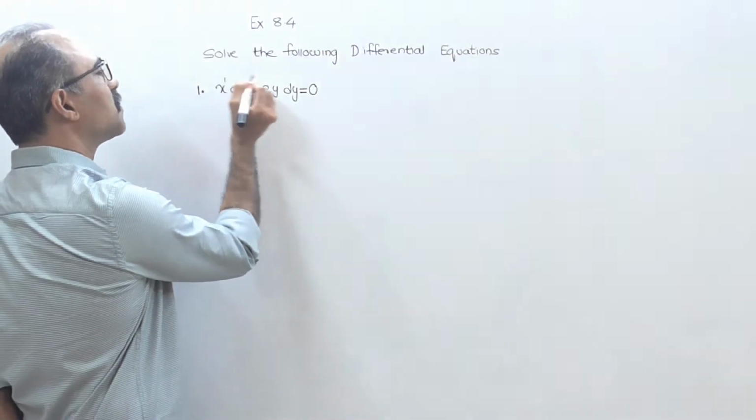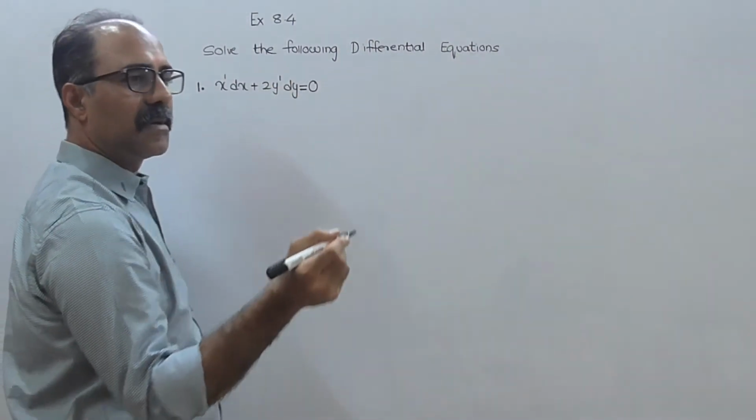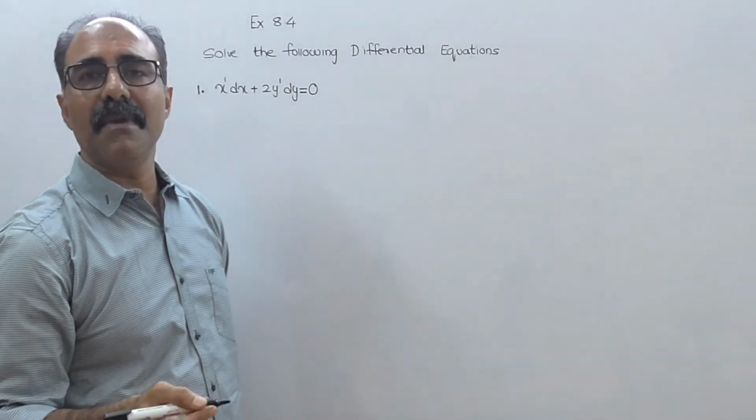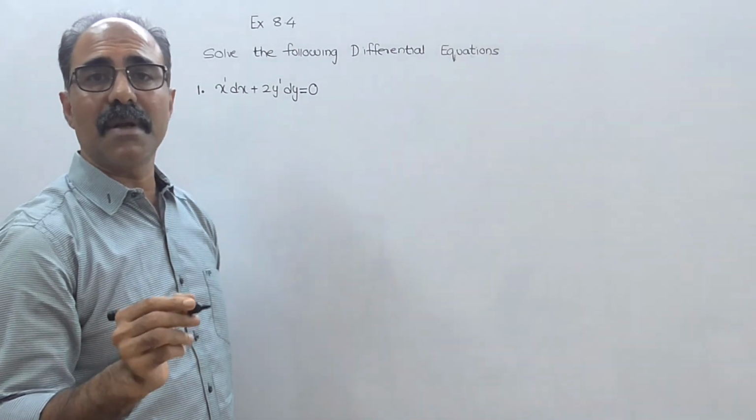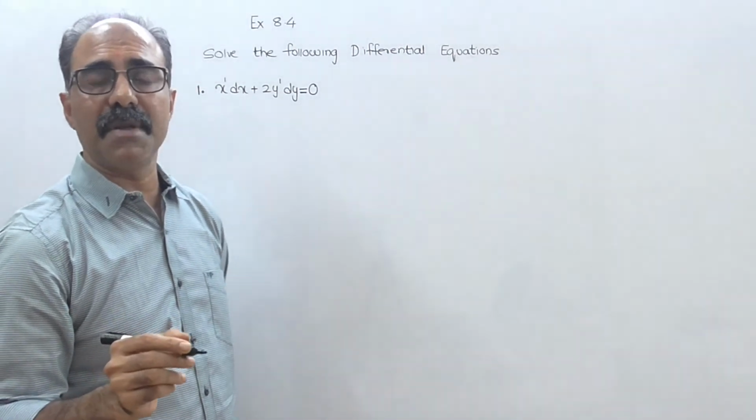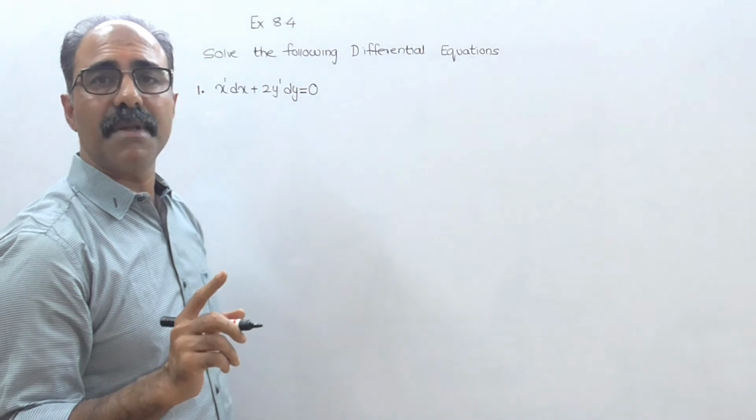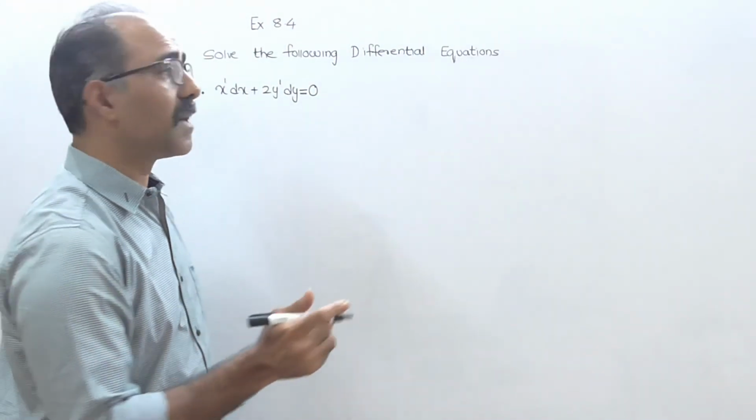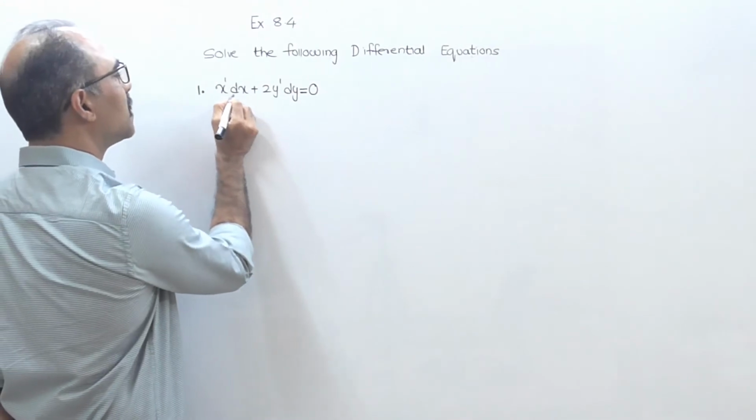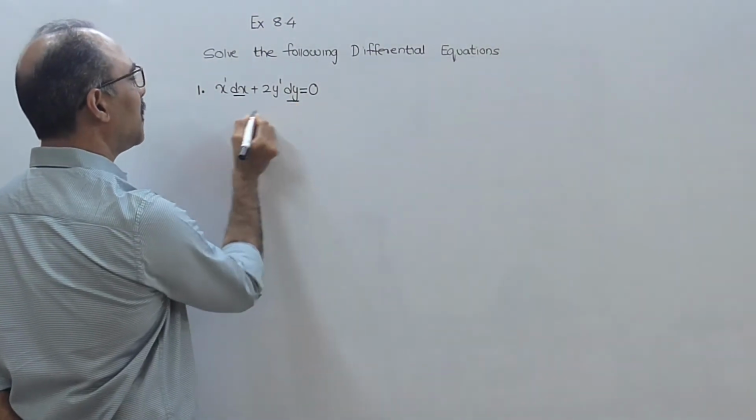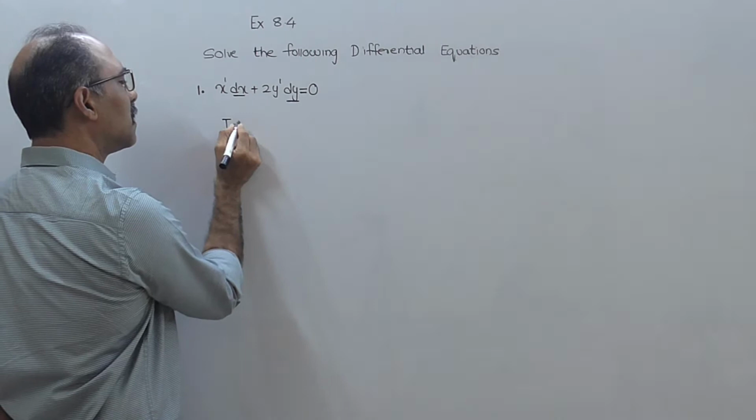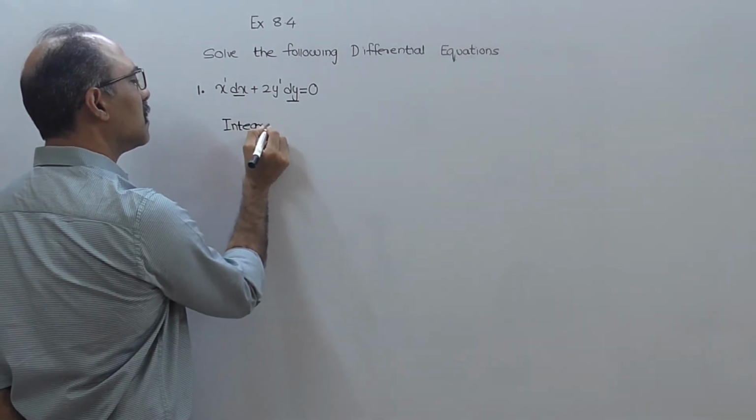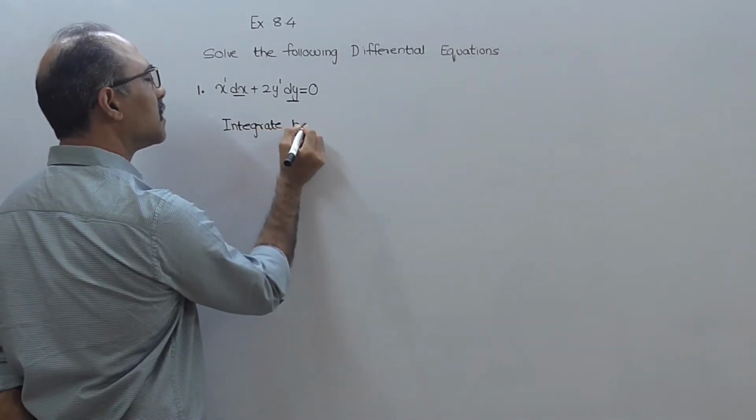So the power of x is 1, the power of y is 1. Each of the terms which is added or subtracted will have the same power. So that is one of the classifications of a homogeneous equation. Next, you should see whether the x terms are grouped with dx and the y terms are grouped with dy. So x terms have dx and y terms have dy. So you need to do nothing but integrate both sides.